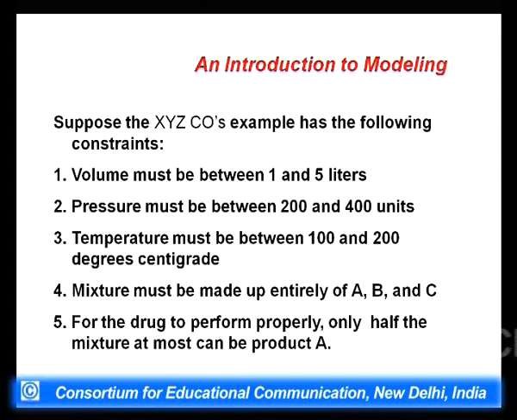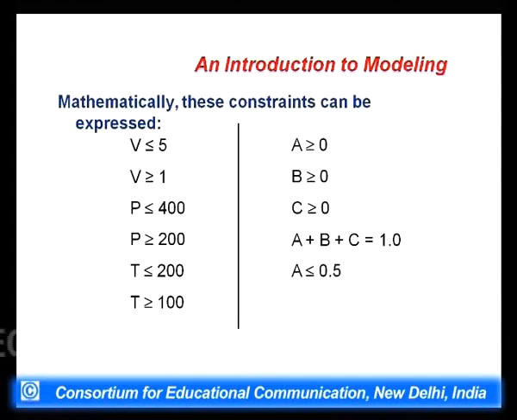Within these constraints the company is to work, but how do we put these constraints in the form of mathematical equations? So, we said volume should be between 1 and 5. So, V will be less than or equal to 5, and V should be greater than or equal to 1, because the volume is between 1 and 5 liters. Say pressure, also we put a limit.